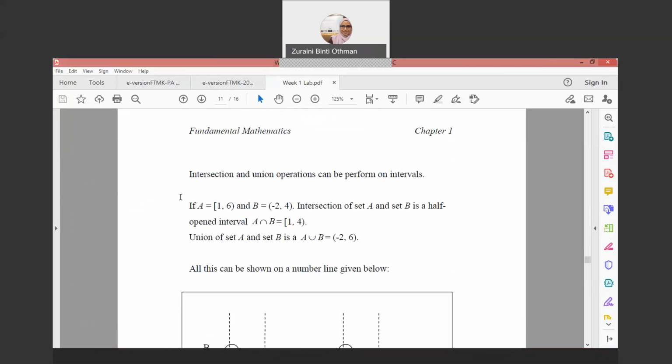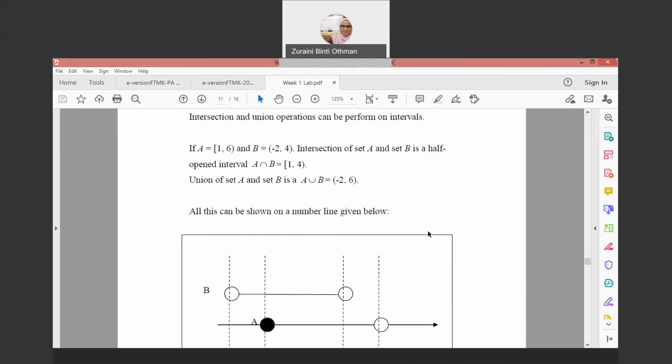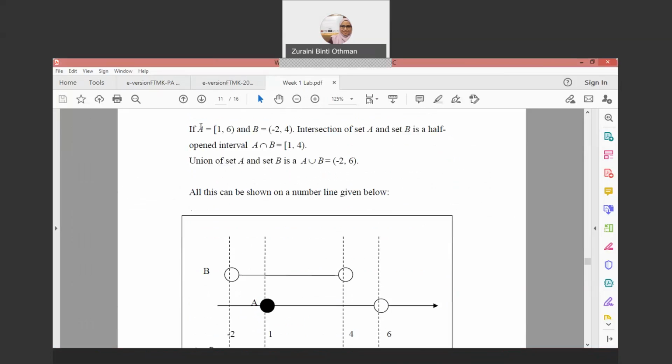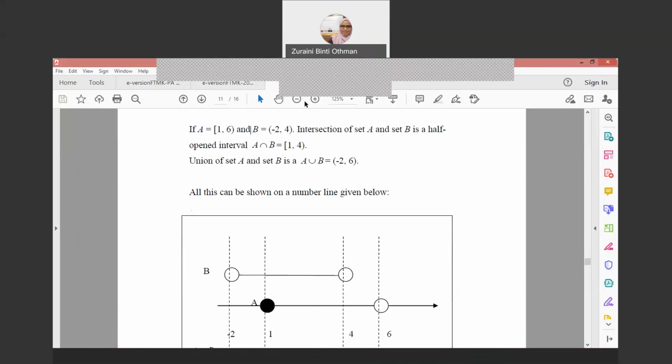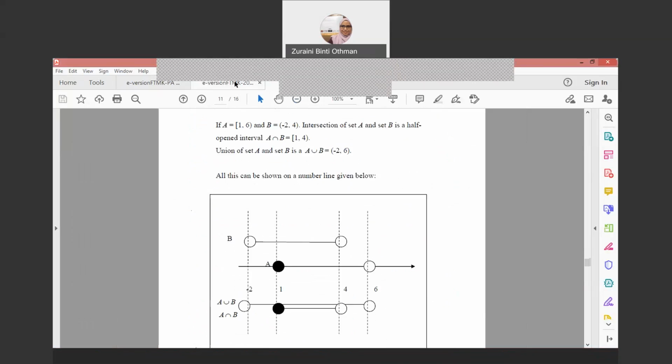Okay, so next is intersection and union operation can be performed on the interval. For example here, if we have A, 1, 6, included 1 until 6, A is 1. Macam ni. Okay, kejap kita kecilkan. A is included 1 until 6. Okay.